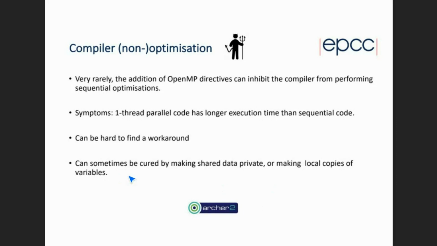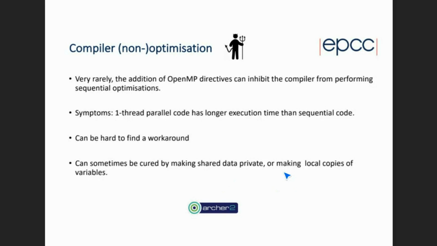Sometimes you can cure it: if you have the choice between shared or private, then privatizing things can help, or making a local copy of a variable that's passed through an argument list so that the compiler can better determine its scope and access patterns. So things like that might help, but it can be very difficult to figure out.